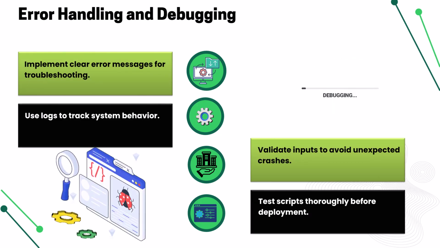Errors are like surprise plot twists, unwanted but inevitable. Clear error messages make debugging easier, and logs reveal what's happening behind the scenes. Validating inputs prevents your script from turning into a chaotic mess. And testing, well, let's just say launching untested code is like skydiving without checking the parachute.